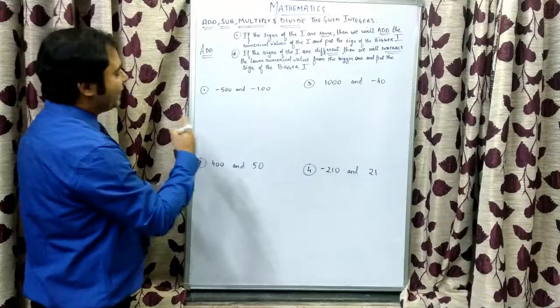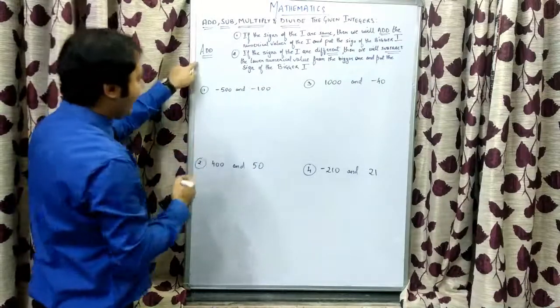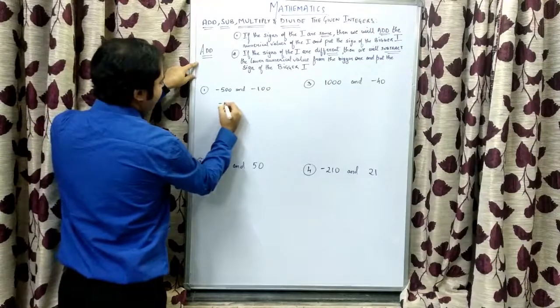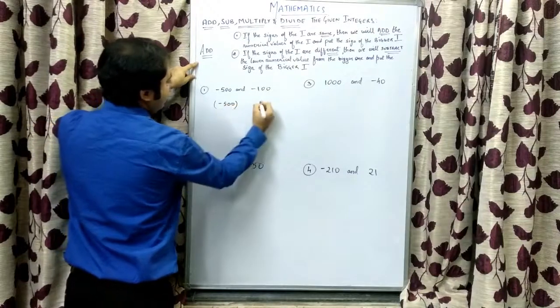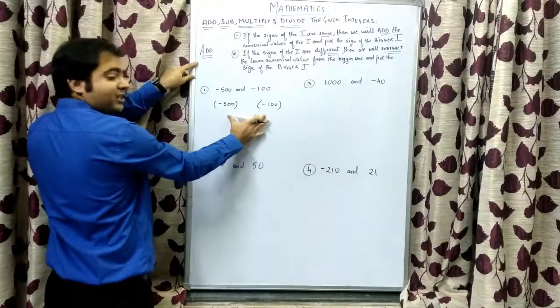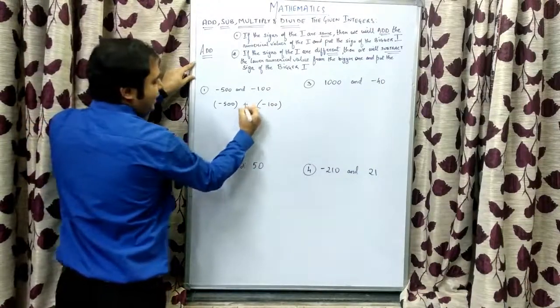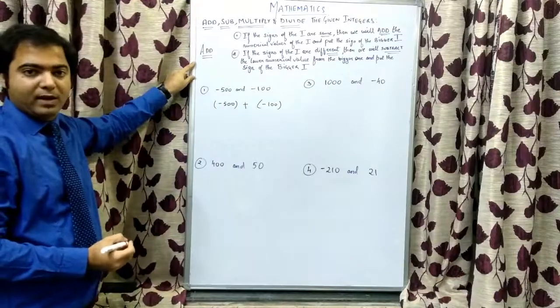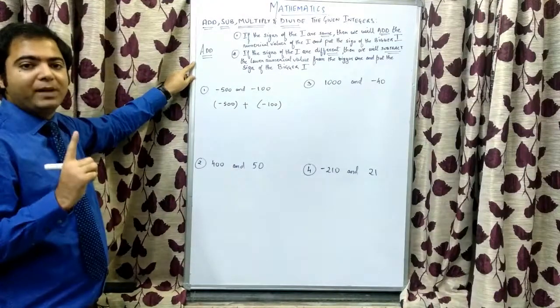First one is minus 500 and minus 100. We have to add them. So first I will write minus 500 in bracket followed by minus 100 in bracket. Now these two integers are to be added, therefore I will put a plus sign in between.